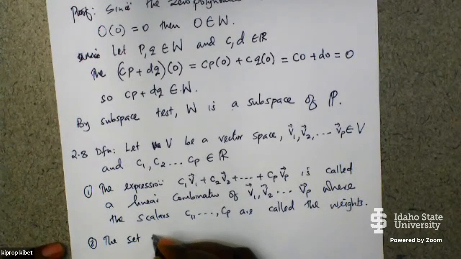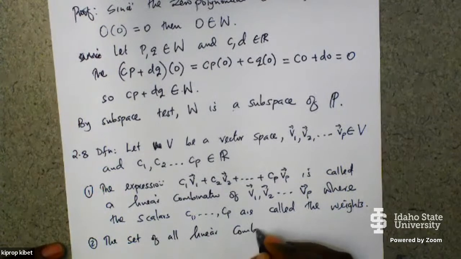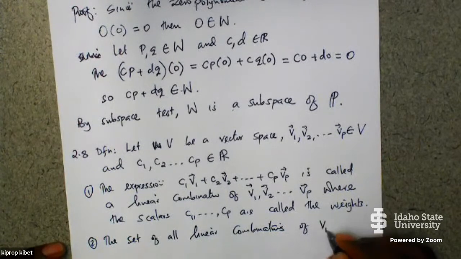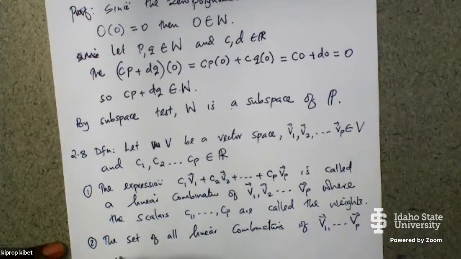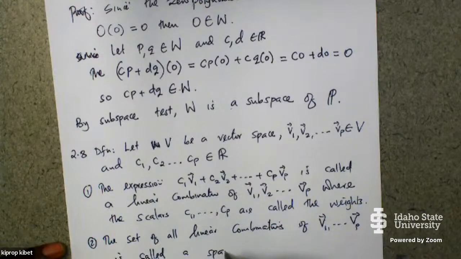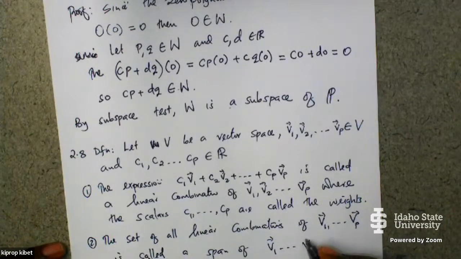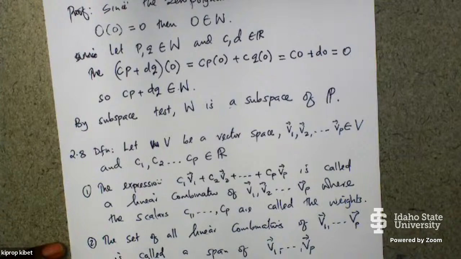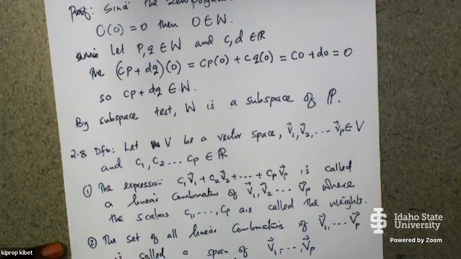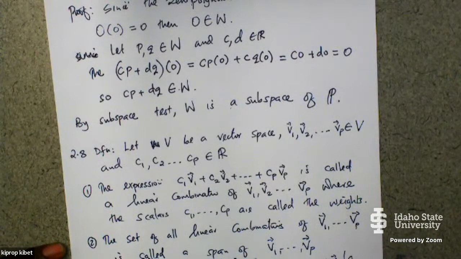Two, the set of all linear combinations of V1 all the way to VP is called the span of V1 all the way to VP, which we can write as the span of V1, V2, all the way to VP equals C1 V1 plus C2 V2 plus CP VP, such that C1, C2, all the way to CP are elements of the real numbers.